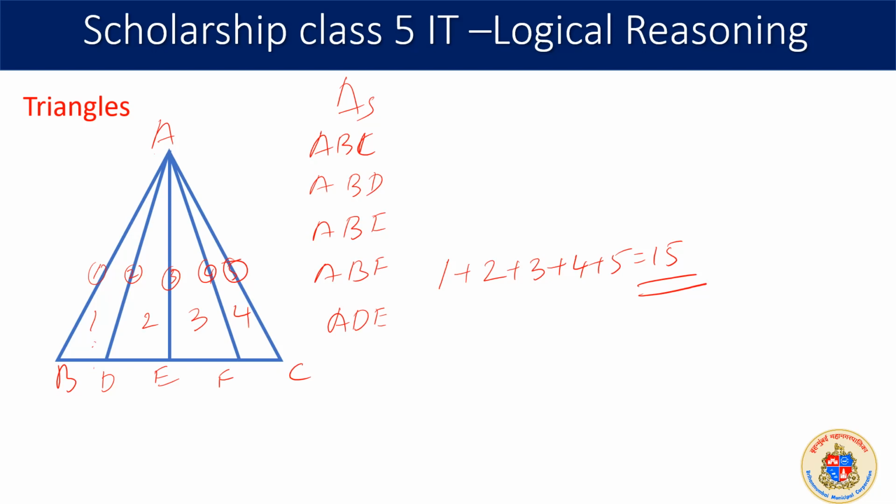Otherwise simply count by drawing the line segments from the vertex to the opposite side. We divided the triangle into 4 triangles, then the answer is 1 plus 2 plus 3 plus 4 plus 1 more 5, and the answer is 15. Remember that. You will get interesting figures to apply your logic to get the answer in this topic.